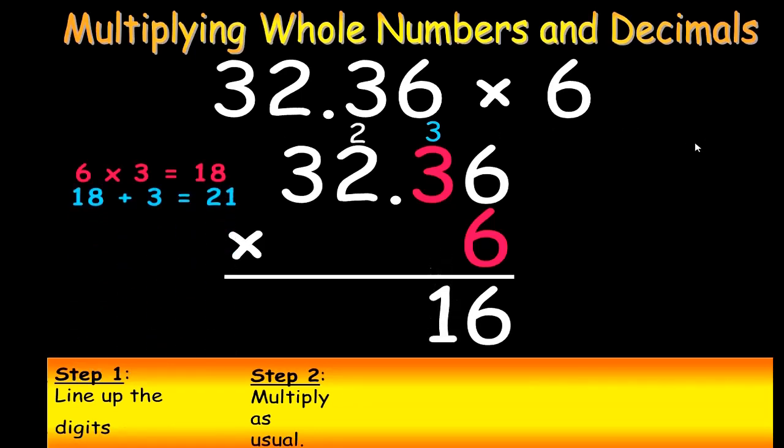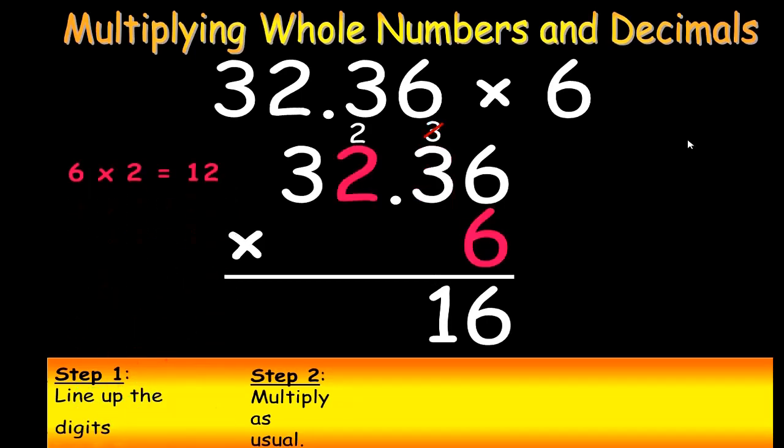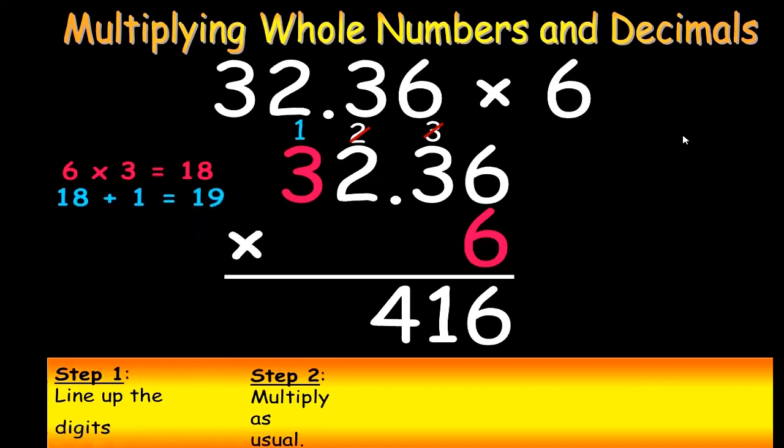Record the 1 and regroup the 2. Multiply 6 times 2 equals 12. 12 plus 2 equals 14. Record the 4 and regroup the 1. And the last step is to multiply 6 times 3, which is equal to 18. Then add the regrouped number. 18 plus 1 equals 19.